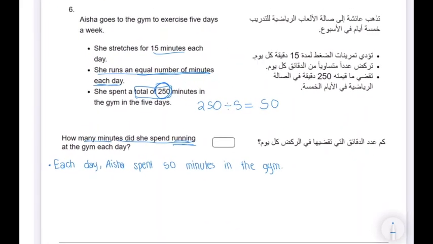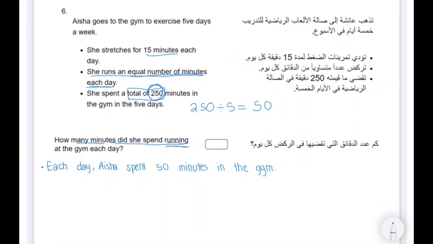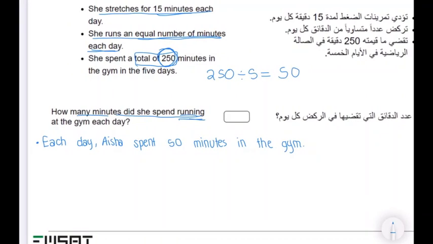Now, what do they want us to find? They want us to find how many minutes she spent running at the gym each day. We know that she stretched for 15 minutes each day, and she spent a total of 50 minutes in the gym each day. So let's create an equation. If we want to create an equation, it would be like this.